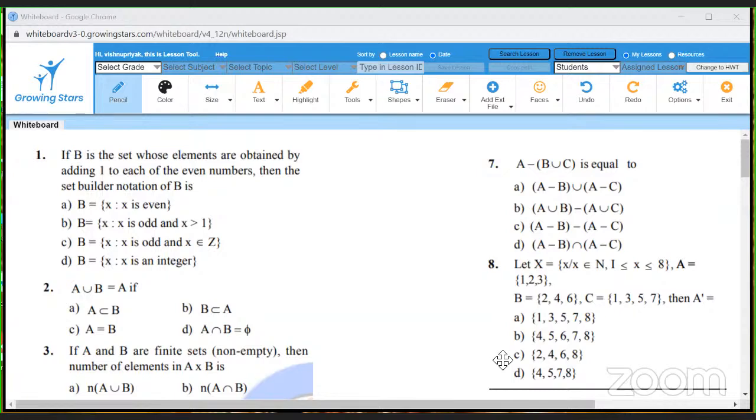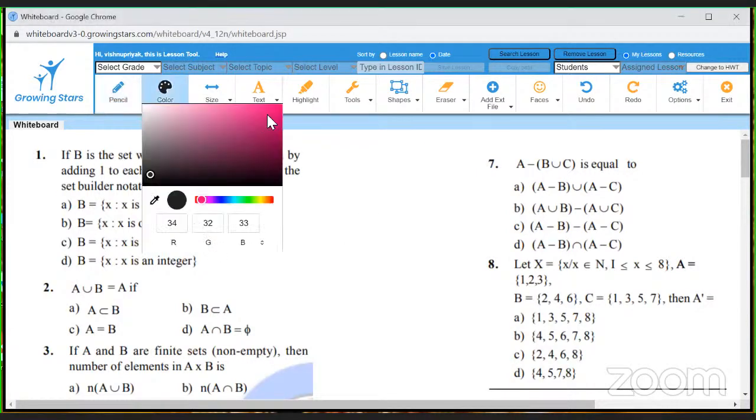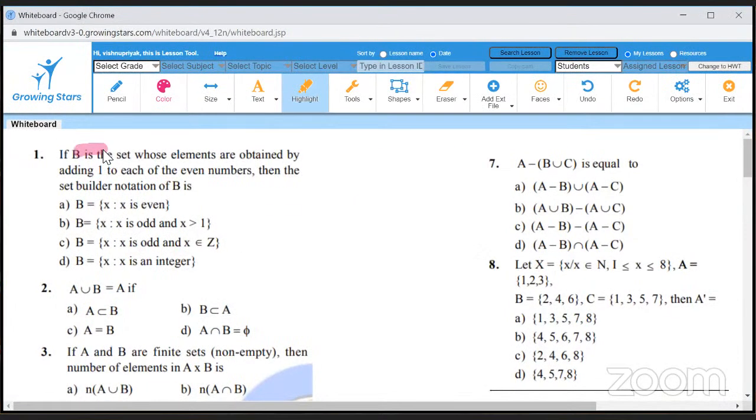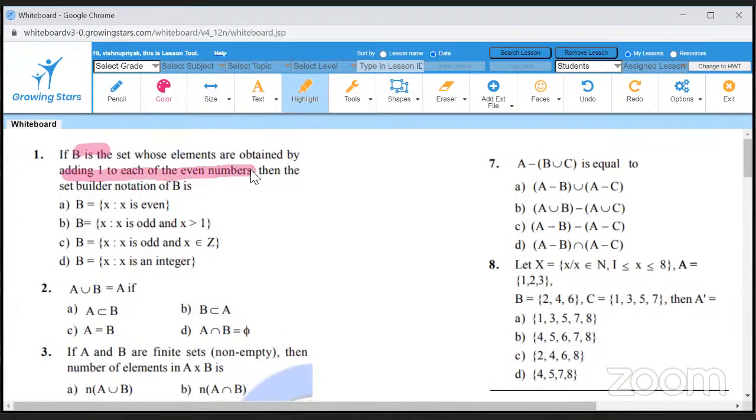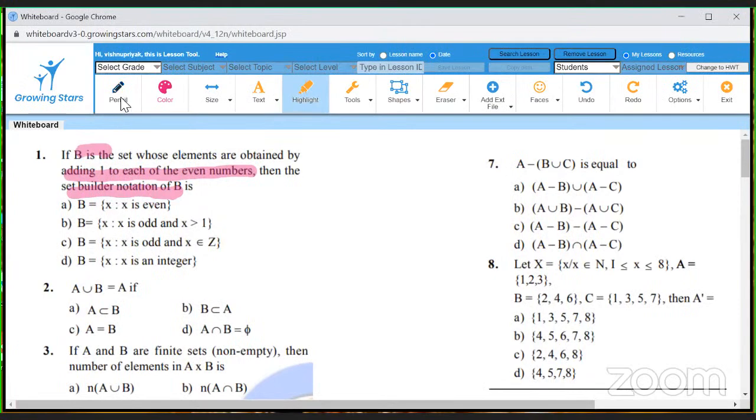Rakshita and Kumar are saying A. Let us see. If B is the set whose elements are obtained by adding 1 to each of the even numbers, then the set builder notation for B. To even numbers, if you add 1, obviously you will get odd numbers. So C is the correct answer.